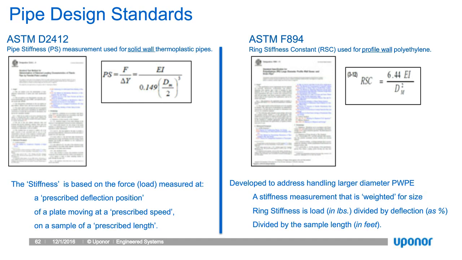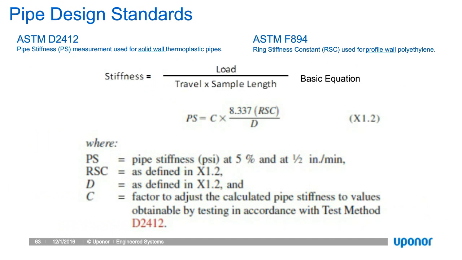They are different. So solid wall pipe refers to a pipe stiffness, which is described as a prescribed deflection at a prescribed speed on a prescribed sample length. And then we have ring stiffness constant, which is really weighted for size. And the ring stiffness constant is deflection divided as a percent based on the sample length in feet. Slight nuances or differences between the two, but we should be familiar that the two are different. And as one might expect, the two, pipe stiffness, PS, and ring stiffness constant, RSC, can be related. And the basic equation, as you can see there, is equation X1.2, which basically relates a load over a travel times a sample length.